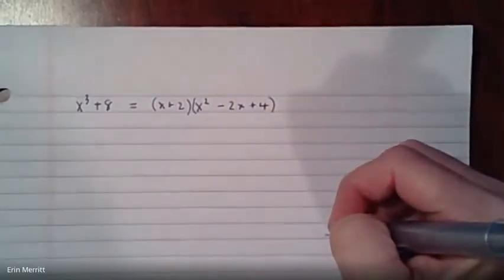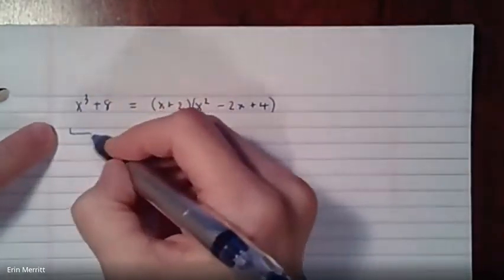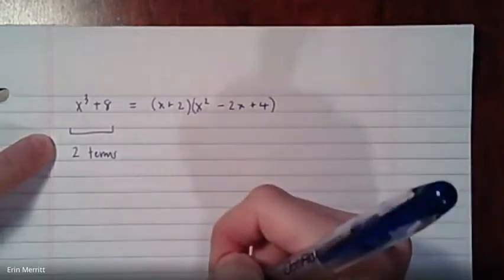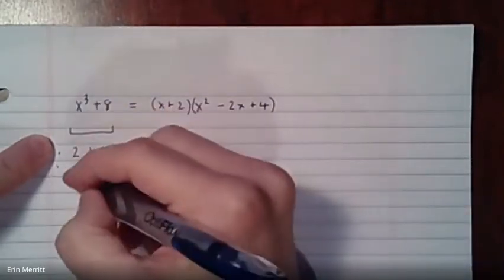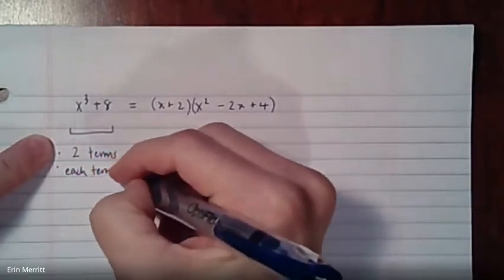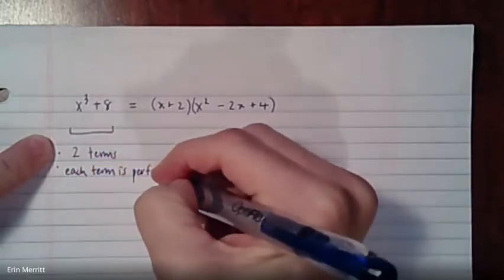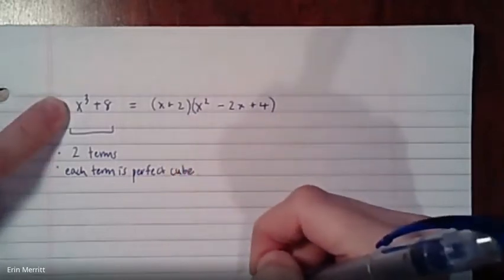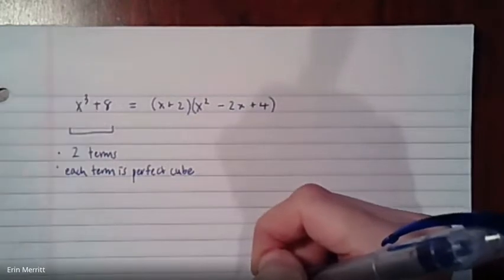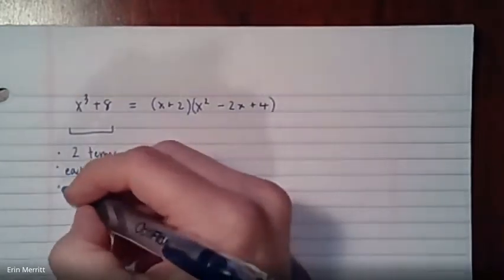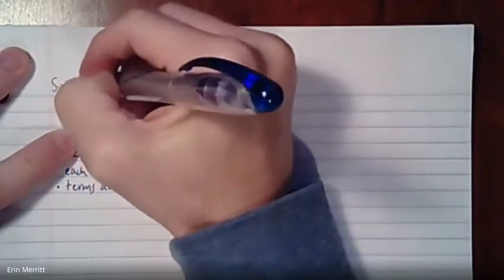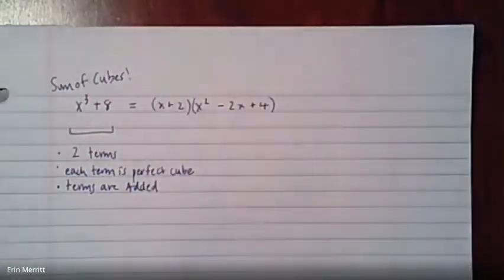All right. Well, for a couple of things, this right here, we know that there's two terms. So that's something that we'd want to be able to spot. Each term is a perfect cube. Because x cubed is literally x being cubed. 8 is 2 being cubed. All right. And in this case, the terms are being added. So that means we're focusing on the sum of cubes for this first guy.